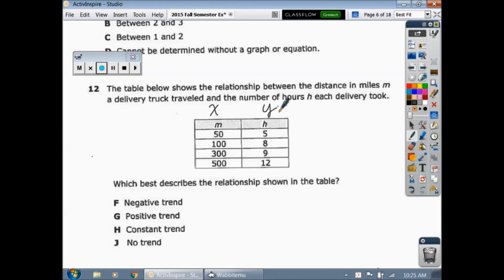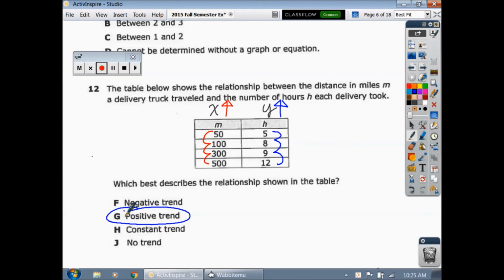This is nothing more than an XY table. Which best describes the relationship shown in the table? Start with your X values. What do you notice about the X values? They are increasing. So the x values are going up, and as the x values are going up, what is happening to the y values? The y values are going up. So as x is increasing, y is increasing. We call that a positive trend.